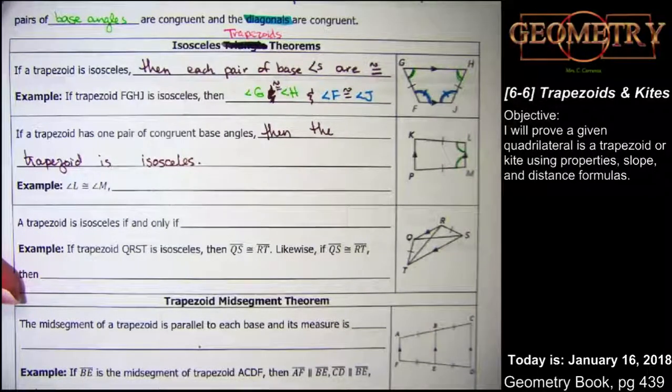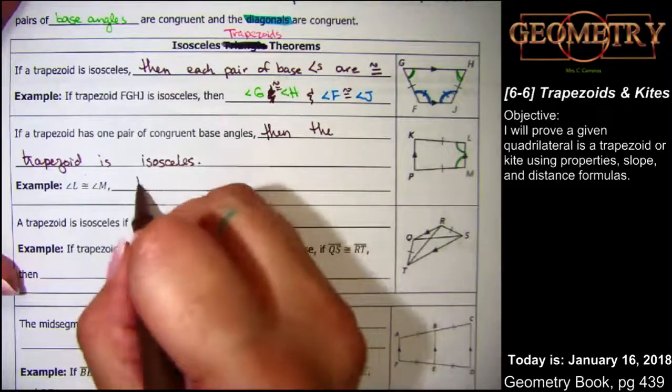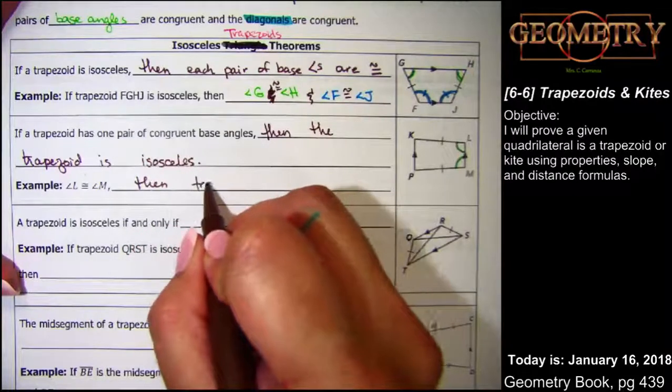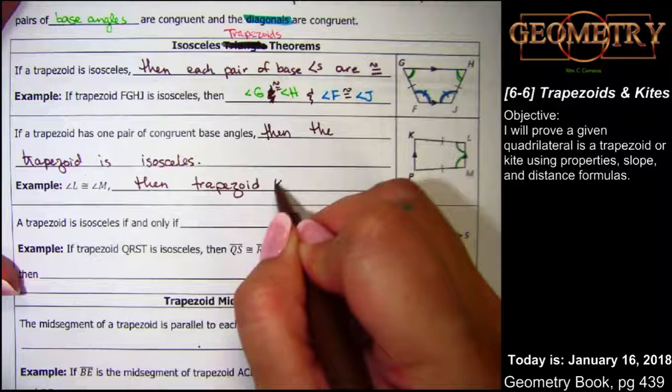Oh, so this is just the converse to that. Exactly. So if angles L and M are congruent to each other, then the trapezoid is isosceles. That one does not have a cool little symbol, so you're going to have to write out the word trapezoid.